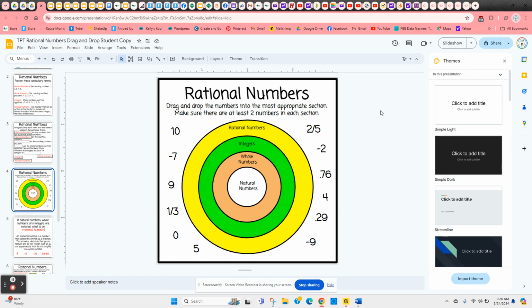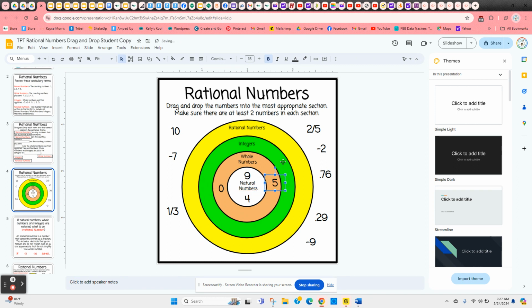So what they want to do on this slide is to move at least two of these numbers into each section. So if we start with the natural numbers, counting numbers, students may choose different numbers. So you're going to get different answers from different students. But here's two natural numbers, counting numbers. Then we get the whole numbers. Well, we know that includes zero, so we're going to put zero into the whole numbers. And we want at least one more, so here we can pick another one.